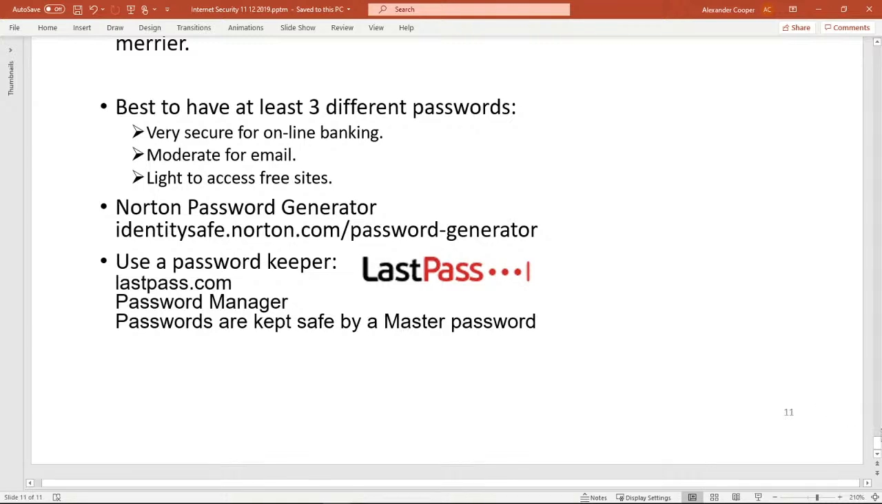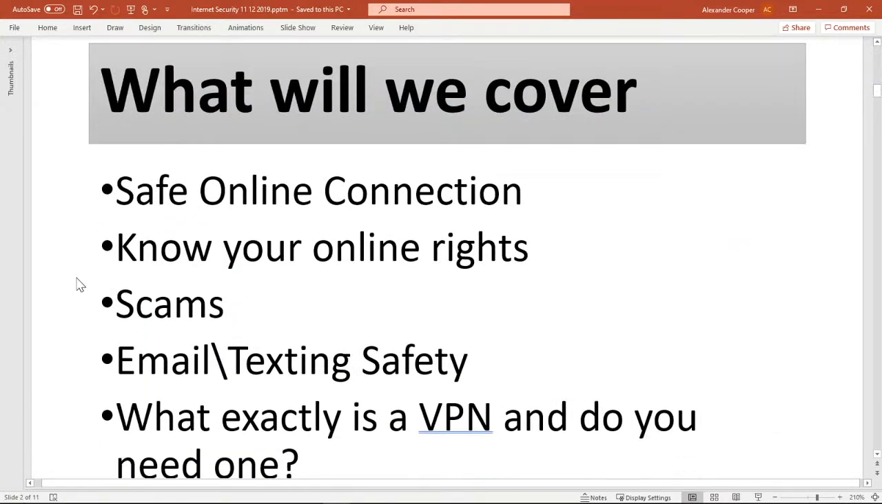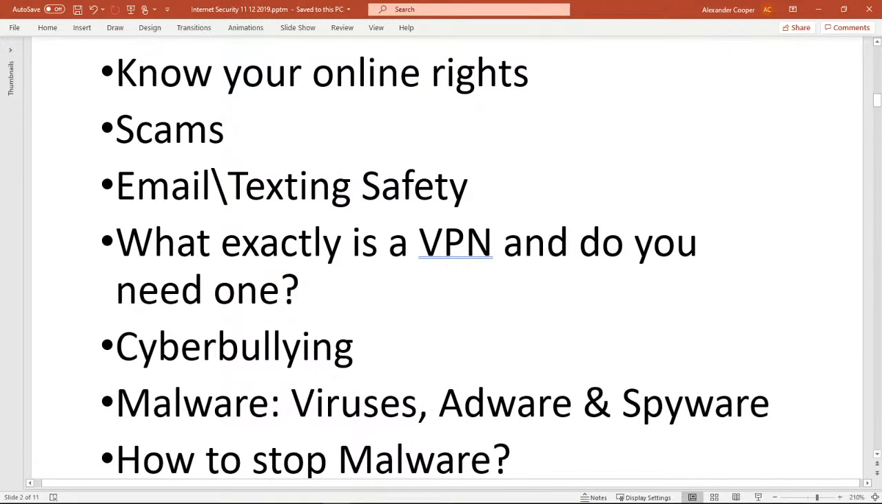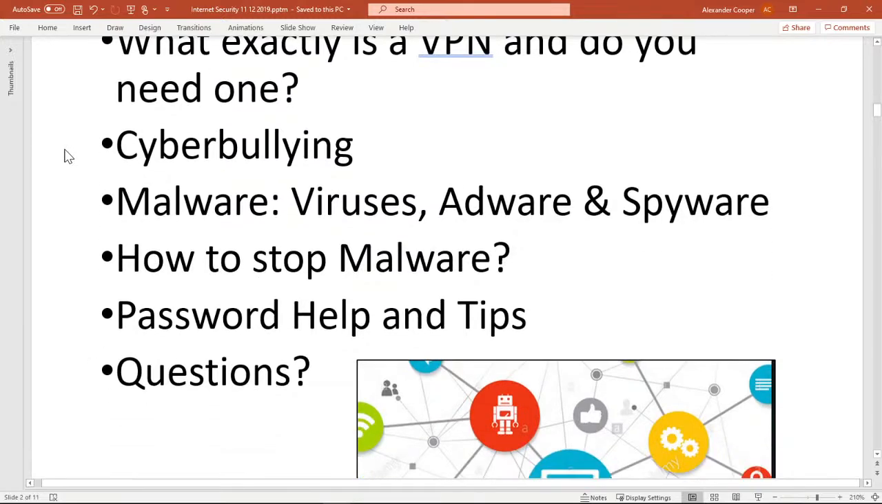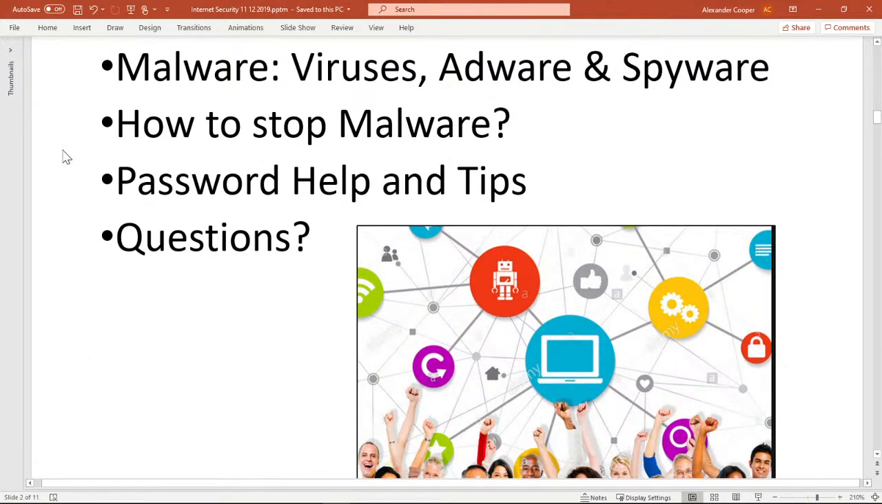All right, so we've come to the end of our class. Let's talk about what we covered. We talked about safety online, safe online connection, know your online rights. We talked about scams, email, texting safety. What exactly is a VPN and do I need one? We talked about cyberbullying, malware, viruses, adware, and we also talked about spyware, how to stop malware, passwords help, and tips.